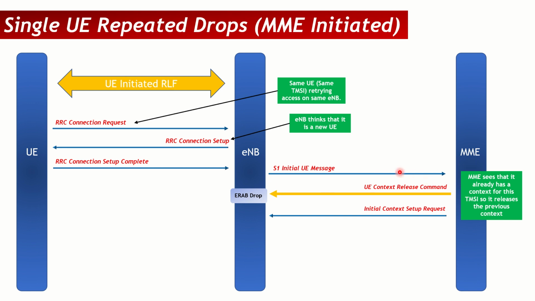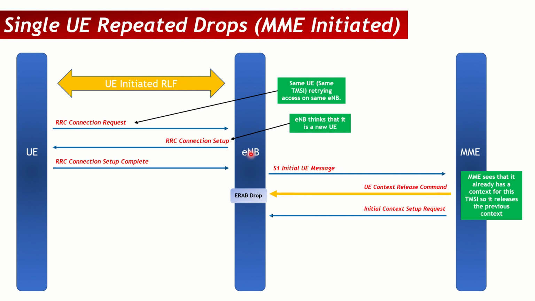Now the MME will read this. The MME will say, oh, that is strange, I have the same TMSI for the same UE, and the same context already exists on this eNode B. So the MME will think that maybe the old context is stale and no longer valid. So the MME will send a UE context release command for the old context. This release command will be for the old context.